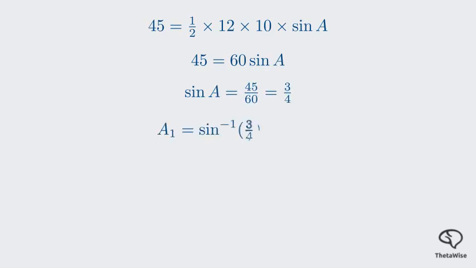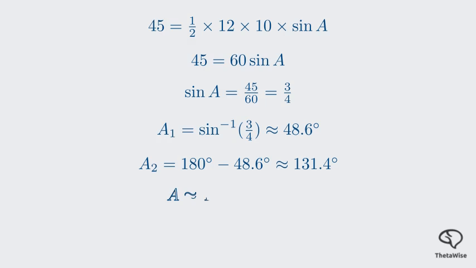Since the sine is positive, there are two possible angles. The first is the acute angle, inverse sine of 3/4, which is about 48.6 degrees. The second is the obtuse angle, 180 degrees minus the first, which is about 131.4 degrees. Both of these angles are valid, as they are less than 180 degrees. So we report both solutions. A is either 48.6 degrees or 131.4 degrees.